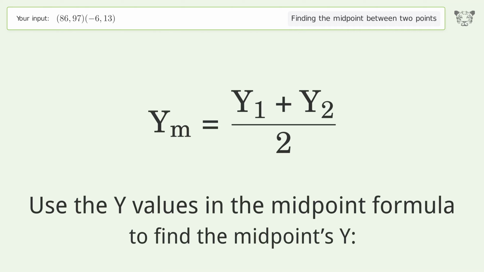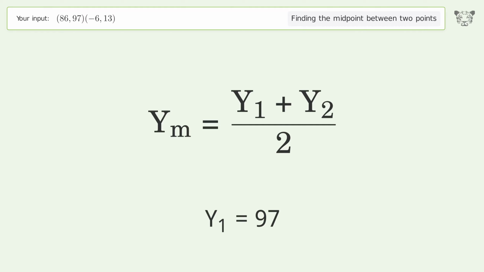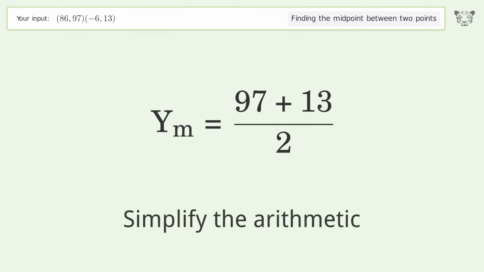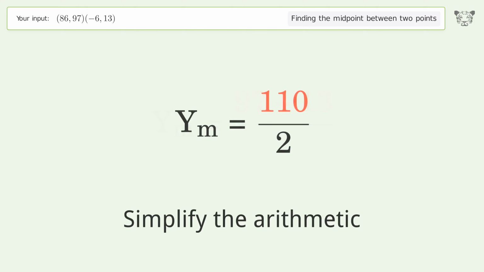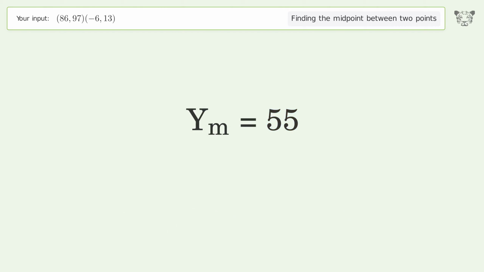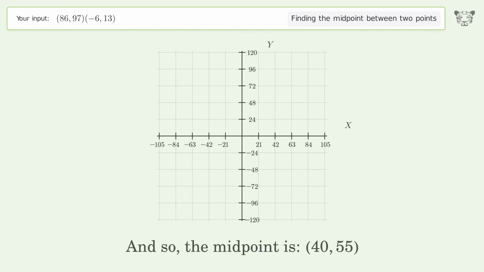Use the y values in the midpoint formula to find the midpoints y. y1 equals 97. y2 equals 13. Simplify the arithmetic. And so, the midpoint is 40,55.